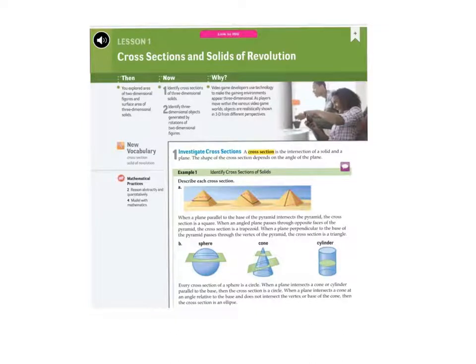All right, so we started off chapter 11, which is volume now. But first of all, 11.1, cross sections and solids of revolution when you rotate 360 degrees. Okay, so two new vocabulary words. What is a cross section? It's where, in other words, a bit like a loaf of bread, when you cut through it, you make sections. And then what would be the solid after you rotate it 360 degrees.